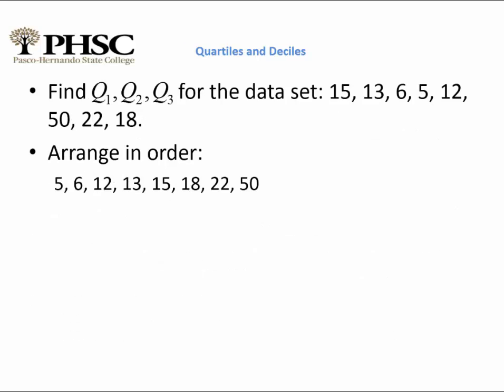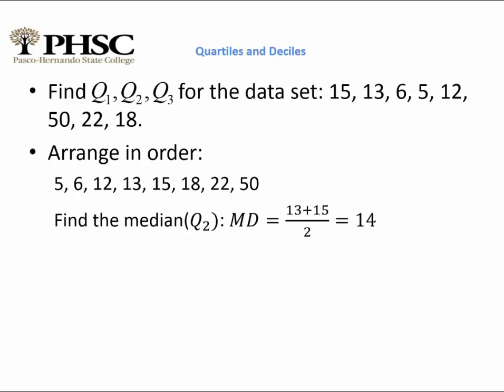And so here, we're going to find Q1, Q2, and Q3 for the following data set. So the data set that we have is here. We arrange the data set in order from the lowest to the largest. The first thing is we find Q2, and that's the easiest thing to do. Q2 would just be 14, and that's our median. So the median for this data set is 14.